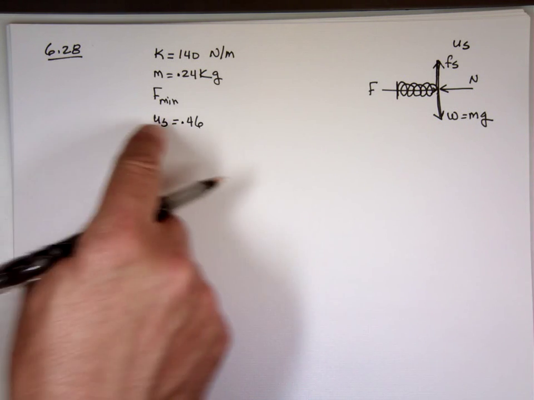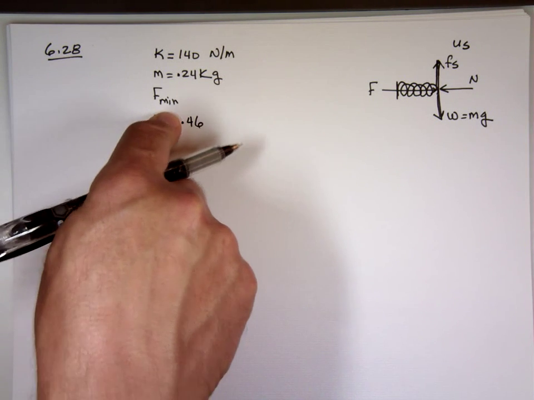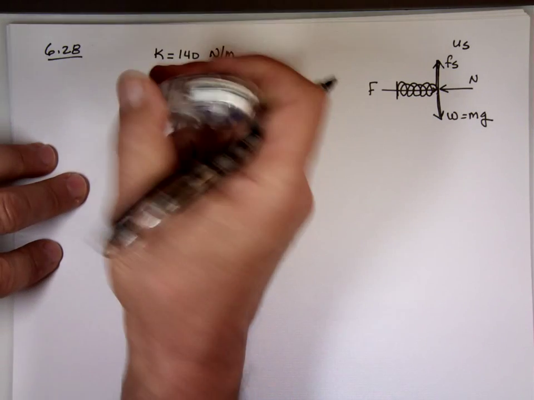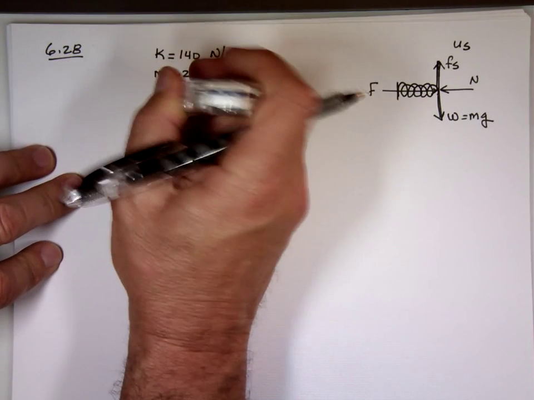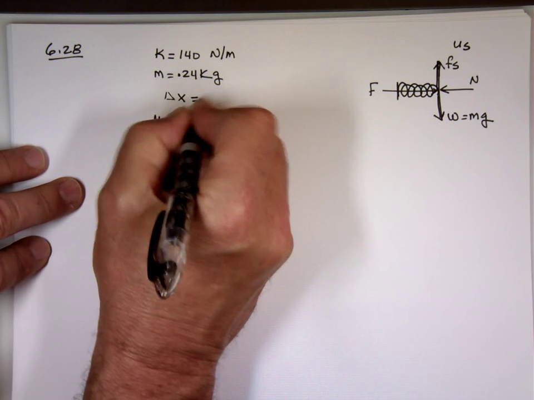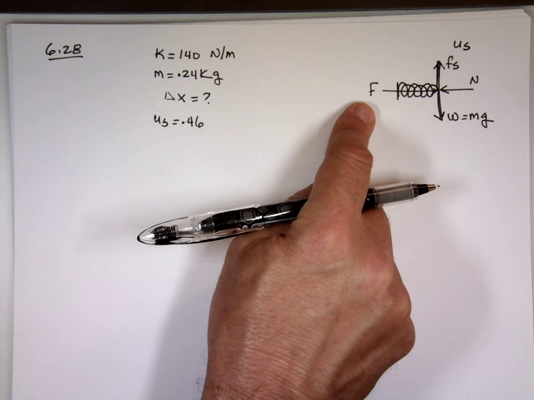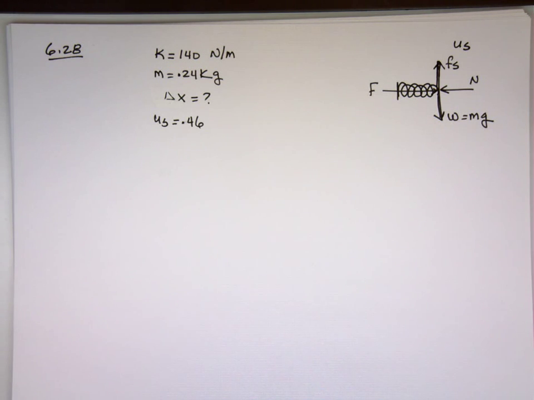Actually, they're not looking for the force. It says find the minimum compression, delta x, which is related to the force anyway. How much you have to compress it. Well, if you know what that force is, force equals negative kx, that will tell us what the value is.